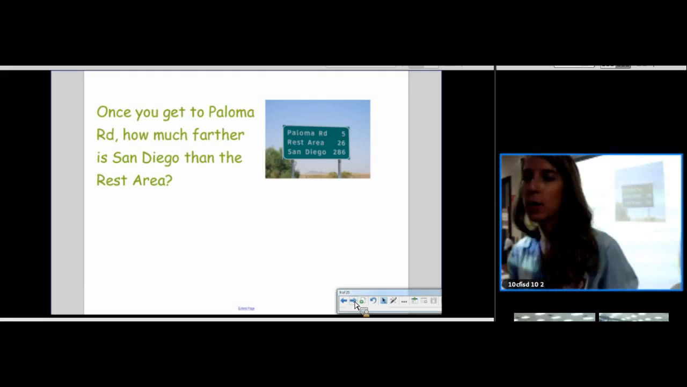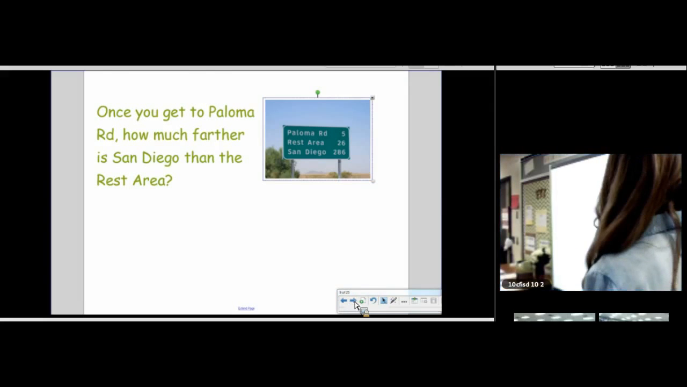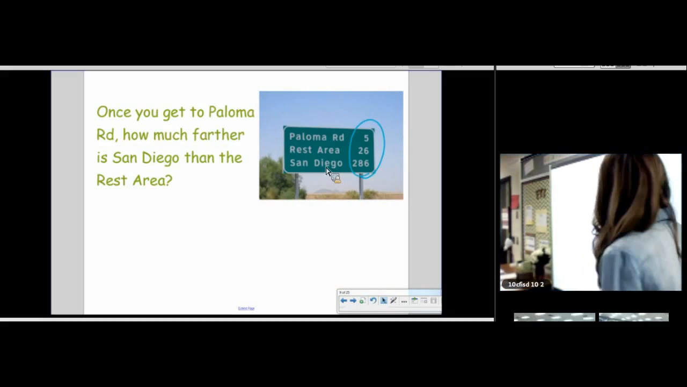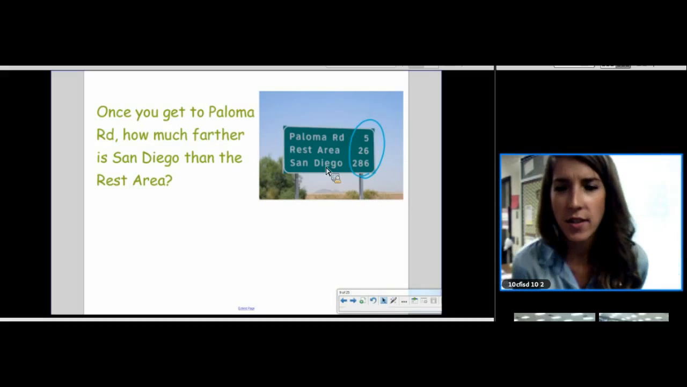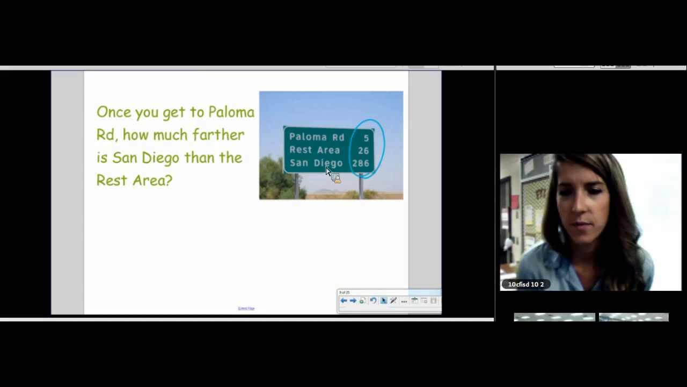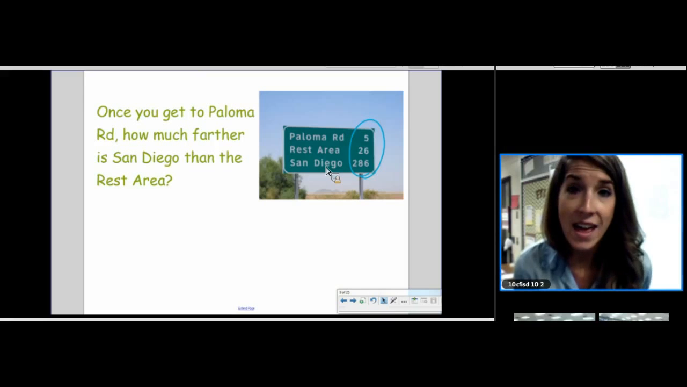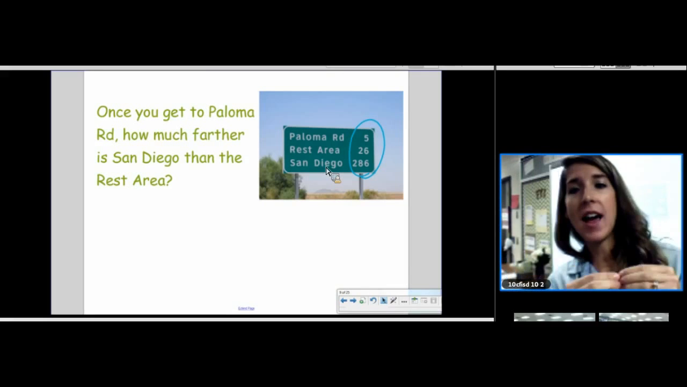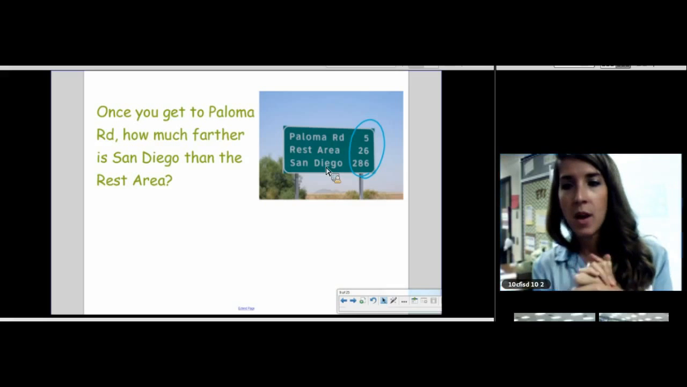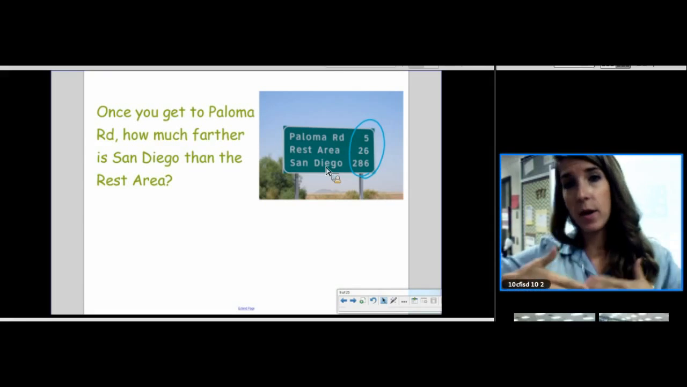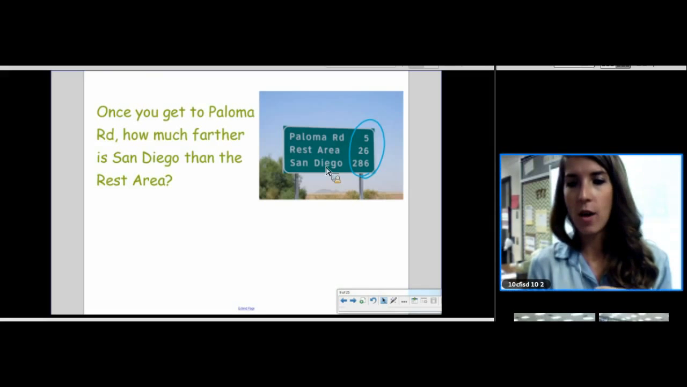Okay, so we have a road sign. Can you see that road sign? What do the numbers on a road sign represent? What do those numbers mean when you're driving on the road and you see those numbers? It's miles, yeah, but it's how many miles away those things are from your current location. So when you see that sign, Paloma Road is 5 miles away. The rest area is 26 miles away from where you are right there, and San Diego is 286 miles away from where you are right there.